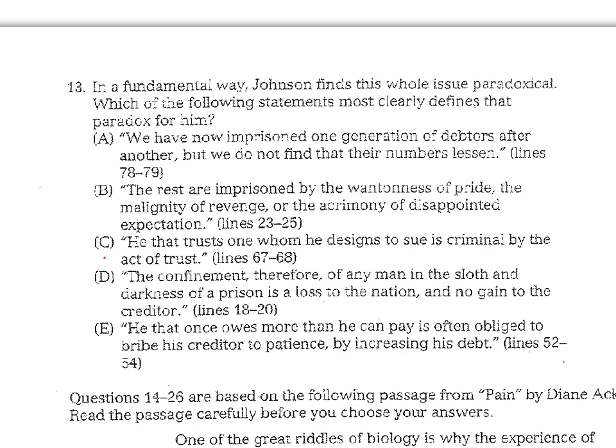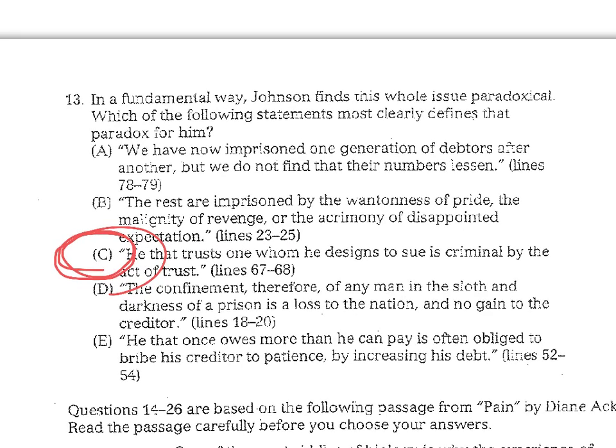I said C. I was wrong. You got it right. Look, you circled it. "He that trusts one whom he designs to sue is criminal by the act of trust." Both criminals. That's why it's that one.